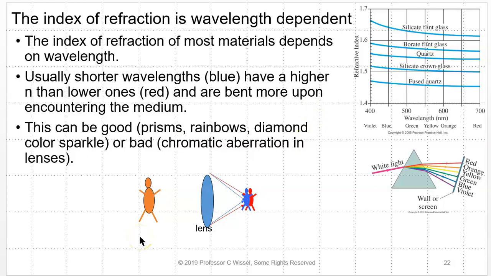Now, this is good for prisms, rainbows, the diamond color sparkle. That's what gives it that scintillating color. That's because of this. But it's bad when you talk about chromatic aberration in lenses.